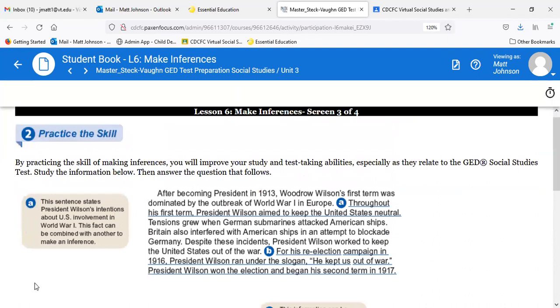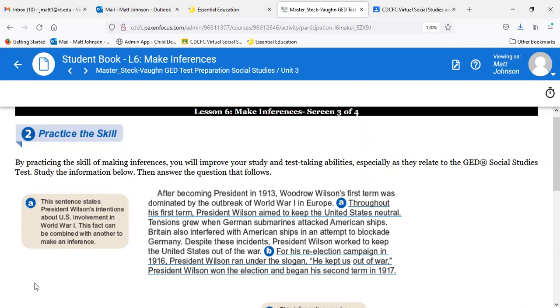All right, so here we go, talking about Woodrow Wilson. After becoming president in 1913, Woodrow Wilson's first term was dominated by the outbreak of World War I in Europe. Throughout his first term, President Wilson aimed to keep the United States neutral.